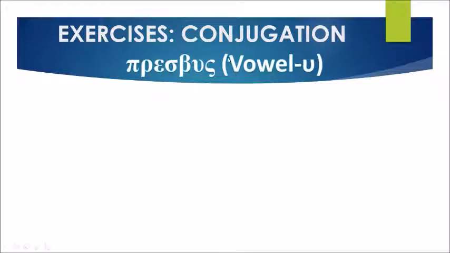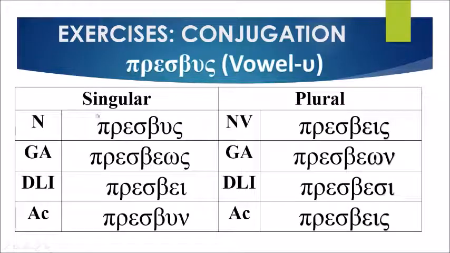Example is presbus. By the way, what do you mean by presbus? It means an old man. So presbus and the GA becomes presbios. The DLI presby. And accusative becomes presbun. So that's different ending compared to the others. Nominative vocative plural is presbase. GA presbion. And DLI presbesi.